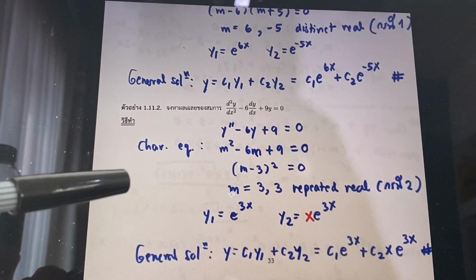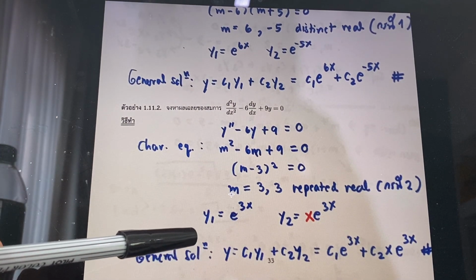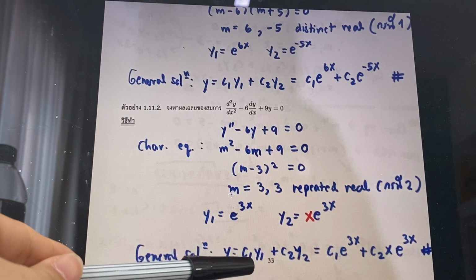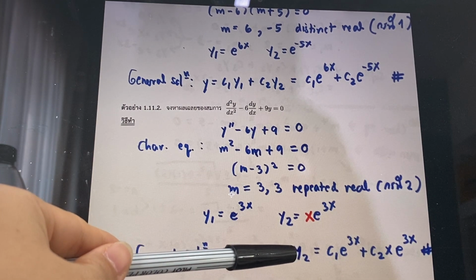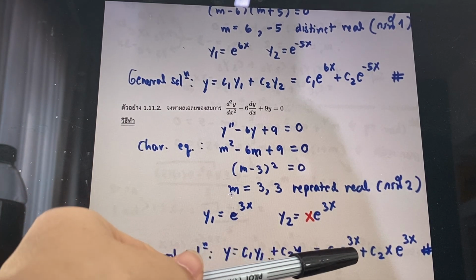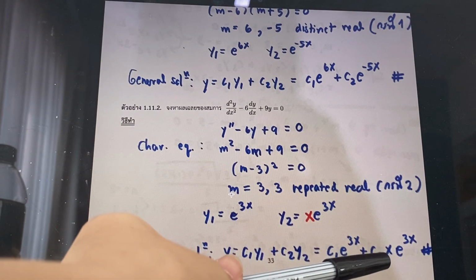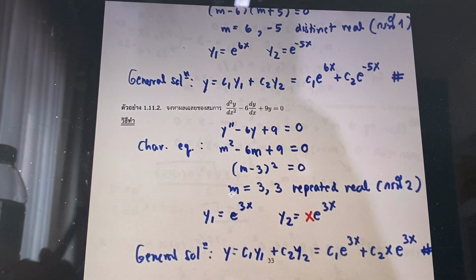And don't forget, when you write out the general solution, you have y equal to c1y1 plus c2y2, which is going to be c1 e to the 3x plus c2 x e to the 3x. If you use this method, you can make sure that your two solutions, y1 and y2, are linearly independent.